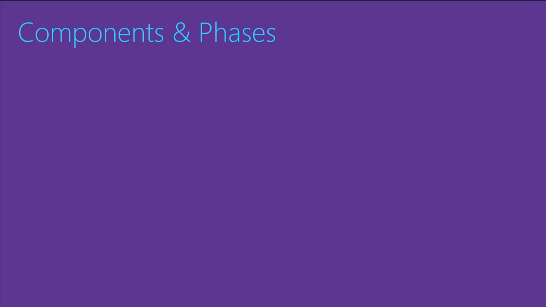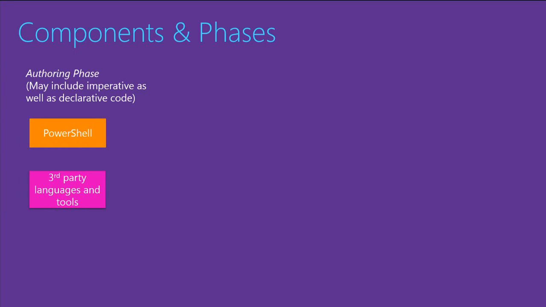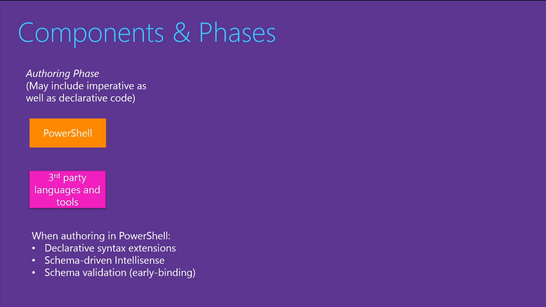And the last bit is the components and phases. So this is kind of, get this thing to go. You have the authoring phase, and that's the declarative script that I talked about. And then there are third-party tools and things like that that can make use of it.